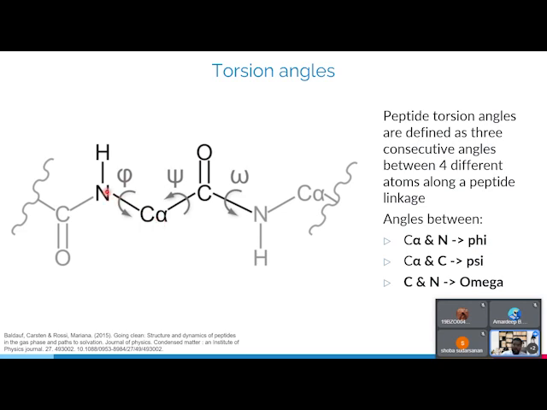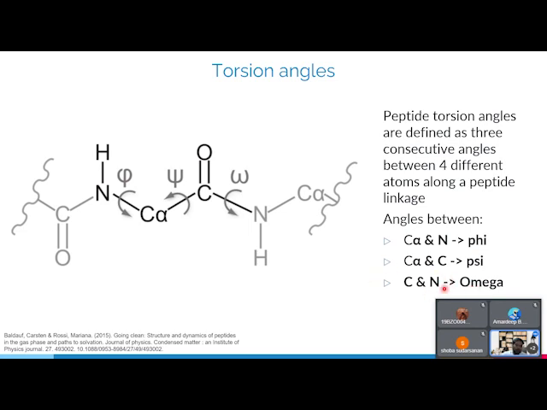The angle between the first amine's nitrogen and the alpha carbon is known as phi. Between the alpha carbon and the carboxylic carbon is known as chi. And between the carboxylic acid carbon and the nitrogen is known as omega. Now this is given here as well. Alpha carbon and nitrogen is known as phi. Alpha carbon and the carboxylic acid carbon is known as chi. And carboxylic acid carbon and nitrogen is known as omega.